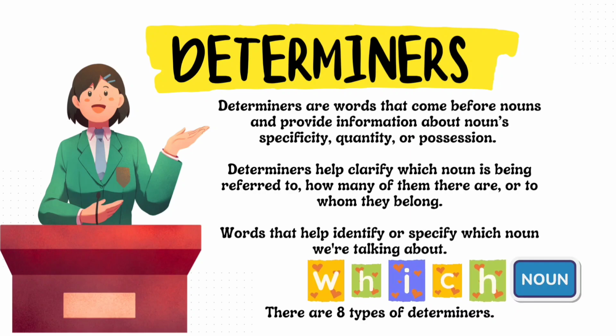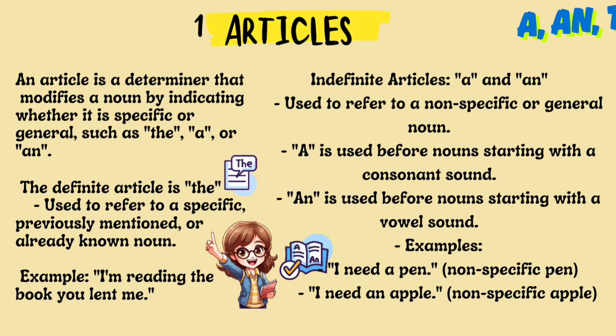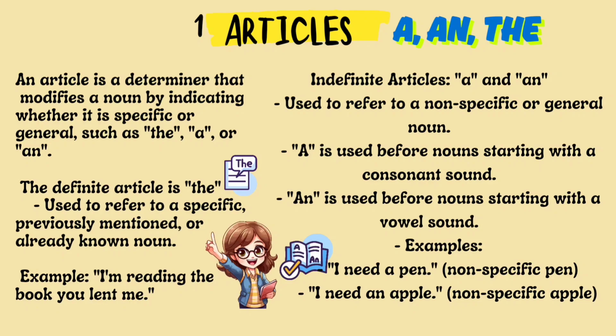So we are going to discuss 8 types of determiners here. First one is articles. An article is a determiner that modifies a noun by indicating whether it is specific or general, such as the, a, or an. The definite article is the. It is used to refer to a specific previously mentioned or already known noun. Example is, I am reading the book you lent me.